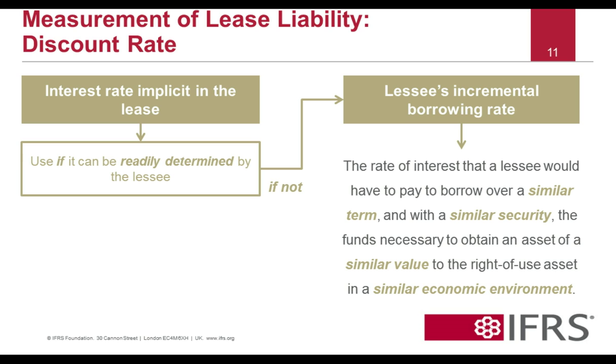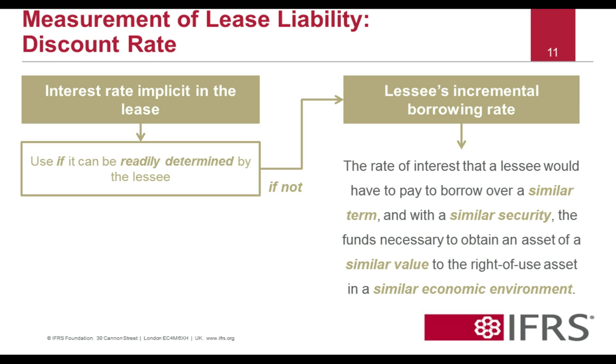A lessee will always know what lease payments it has agreed to make, but it may not know the value that the lessor has assigned to the residual value in pricing the contract, or whether the lessor has any initial direct costs. So if a lessee doesn't have this information, then the rate implicit in the lease is unlikely to be readily determinable. So in many cases, a lessee will need to look at the incremental borrowing rate.